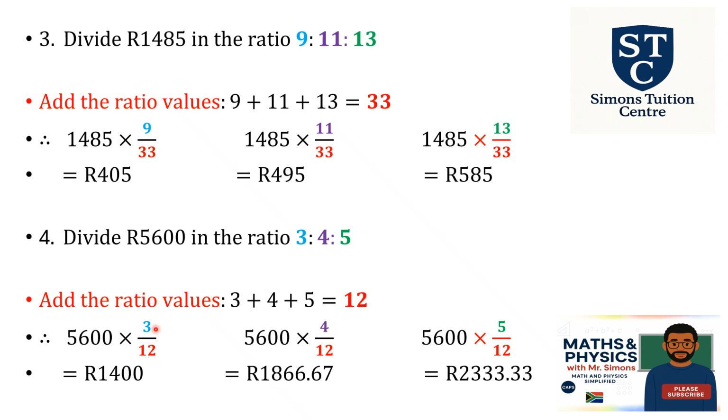So 5,600 times 3 over 12 gives me 1,400. 5,600 times 4 divided by 12 gives me 1,866.6666, which rounds off to 67 cents. And then 5,600 times 5 over 12 gives me 2,333.33 cents. If I add the three values, I must get 5,600.